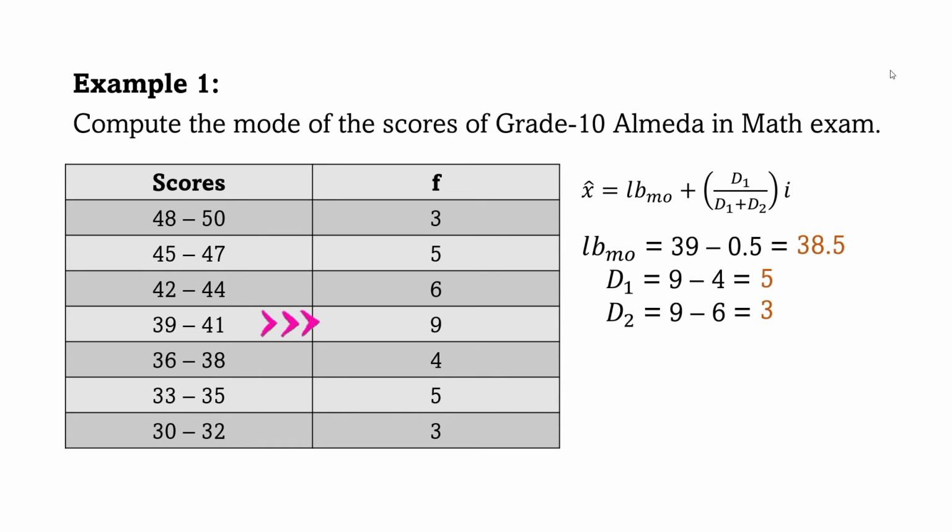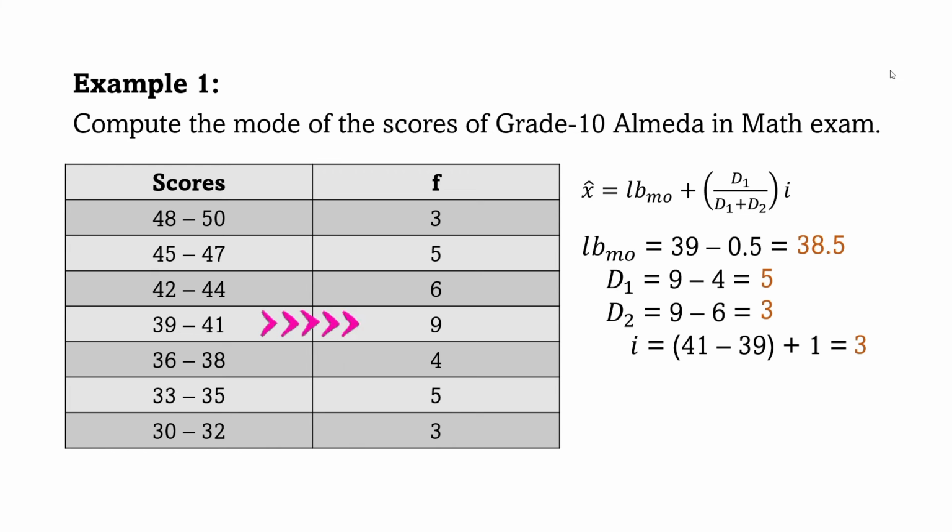And last, to get the interval naman, we have to subtract the higher limit of our modal class, which is 41, sa lower limit ng ating modal class, which is 39, and add 1. So we have 41 minus 39 is equal to 2, plus 1 is equal to 3. So our interval is 3.